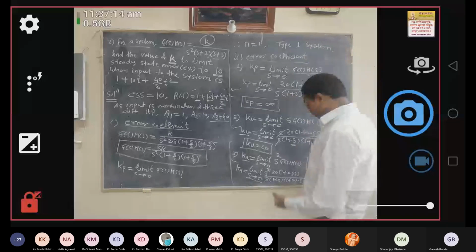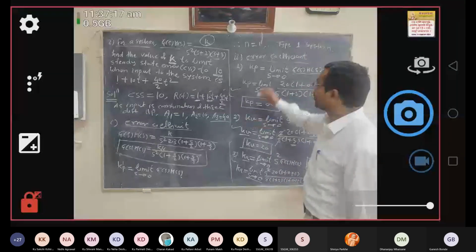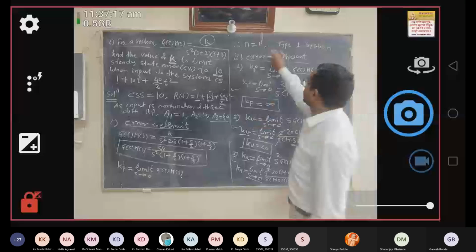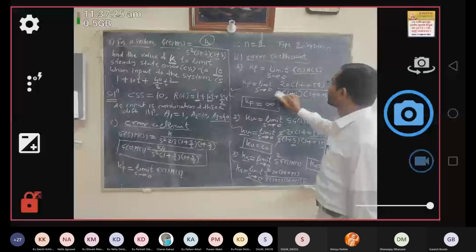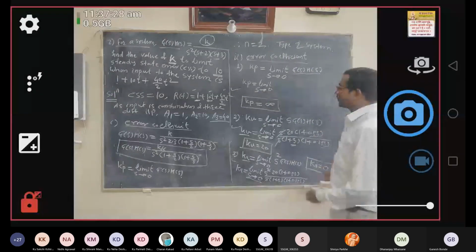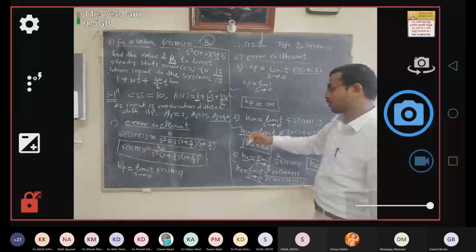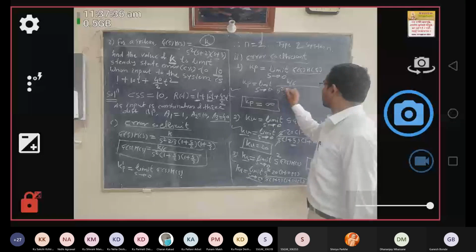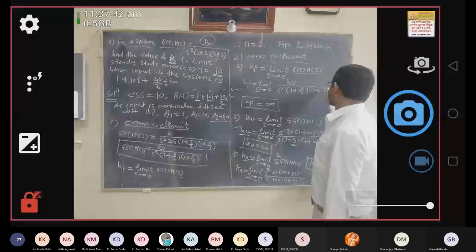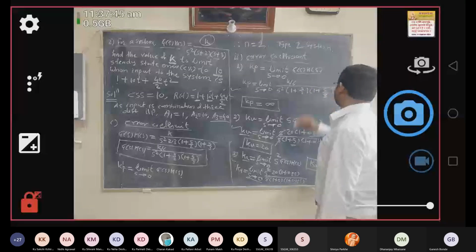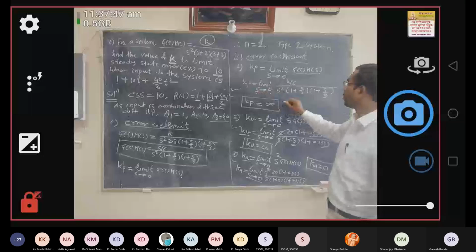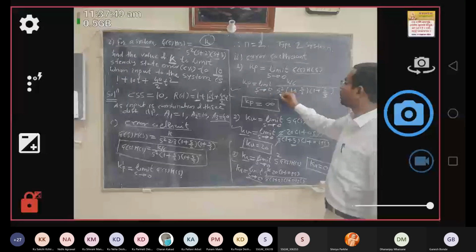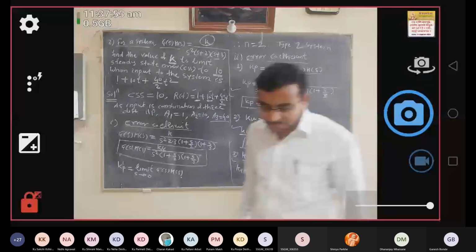So here again, if you want to identify the type of the system, here n is equal to 2, therefore it is a type 2 system. So substitute the value in this expression. What is the value? Here K by 6 upon s square into (1 plus s by 2) into (1 plus s by 3). So now substitute the limit s tends to 0. Here is 1 by 0, so it could be infinity. So Kp is equal to infinity.